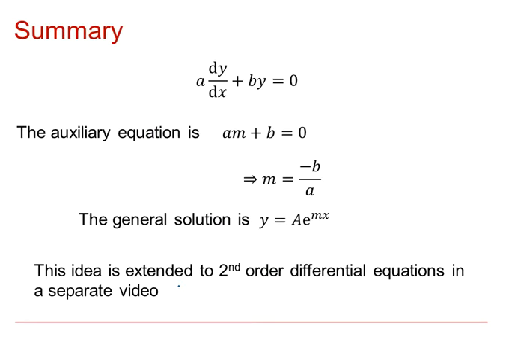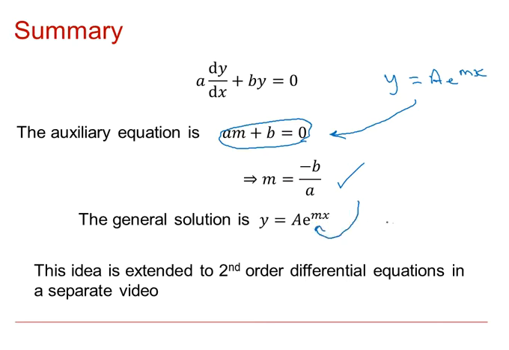So summarising things and looking at things more generally, now we're looking at a dy/dx + by = 0. If we try y = Ae^(mx), then that will produce this auxiliary equation: am + b = 0. We can solve for m, and we can use that to then write down our general solution. So in this case it would be y = Ae^(-bx/a). That would be our general solution in this particular scenario.